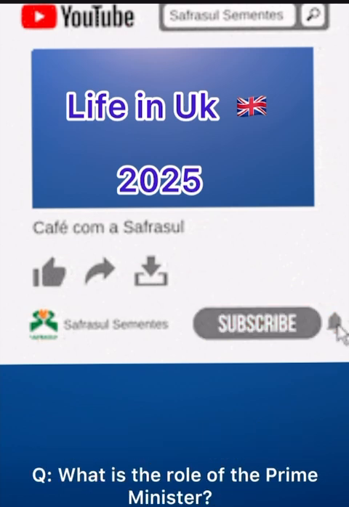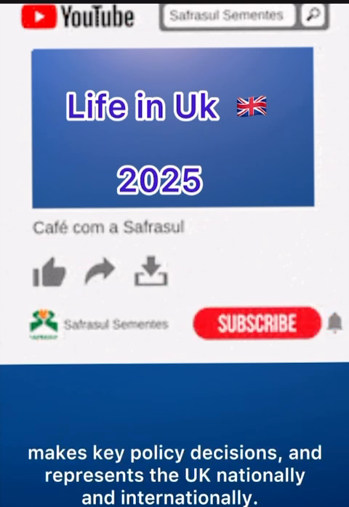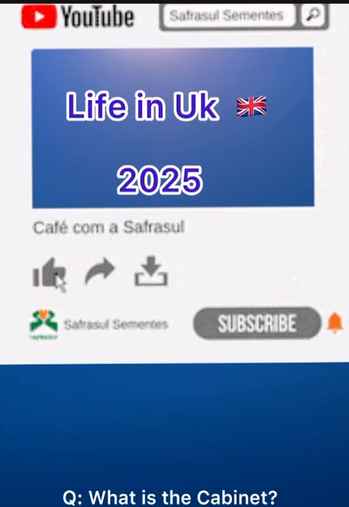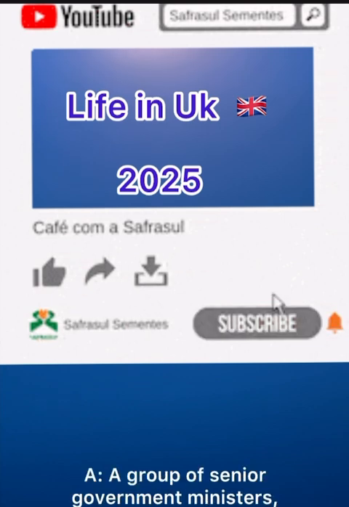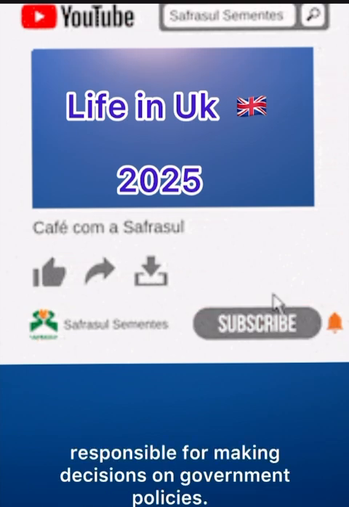Q. What is the role of the Prime Minister? The Prime Minister leads the government, makes key policy decisions, and represents the UK nationally and internationally. Q. What is the Cabinet? A group of senior government ministers, chosen by the Prime Minister, responsible for making decisions on government policies.